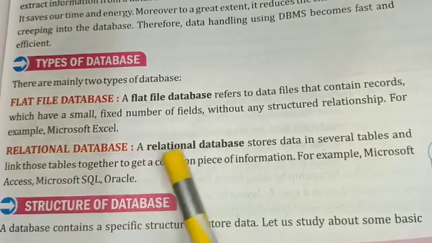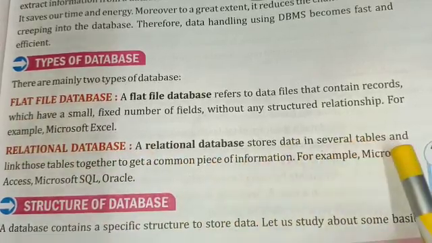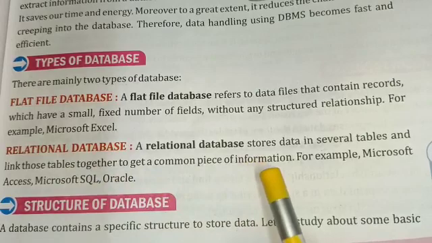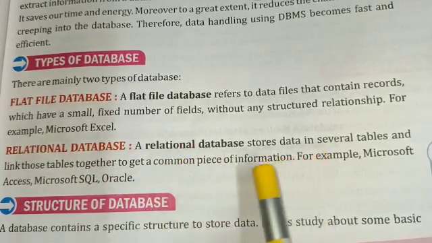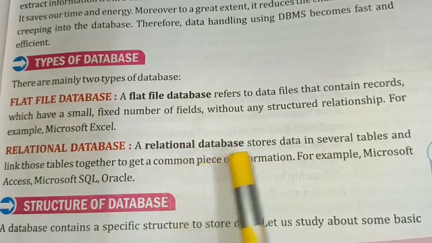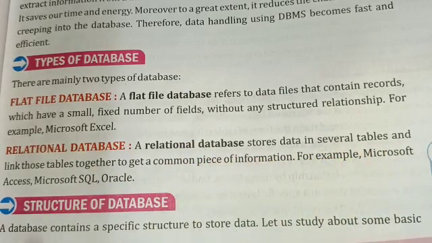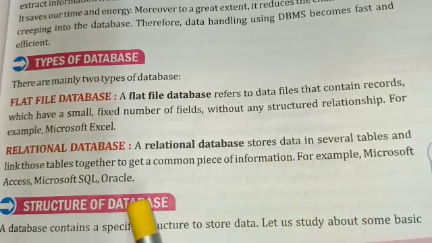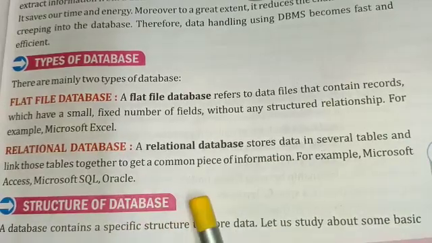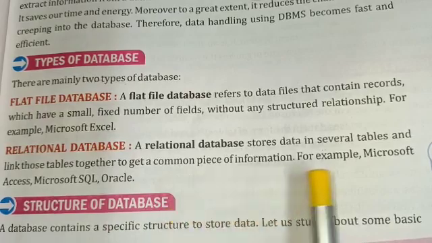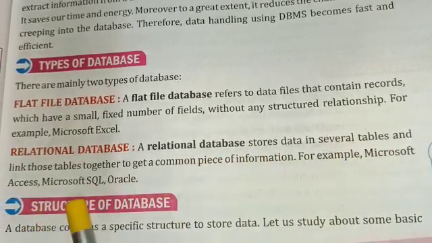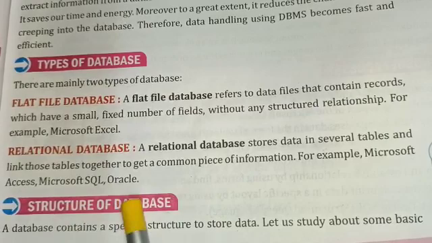Relational database: a relational database stores data in several tables and links those tables together to get a common piece of information. The examples of relational databases are Microsoft Access, Microsoft SQL, Oracle, etc.